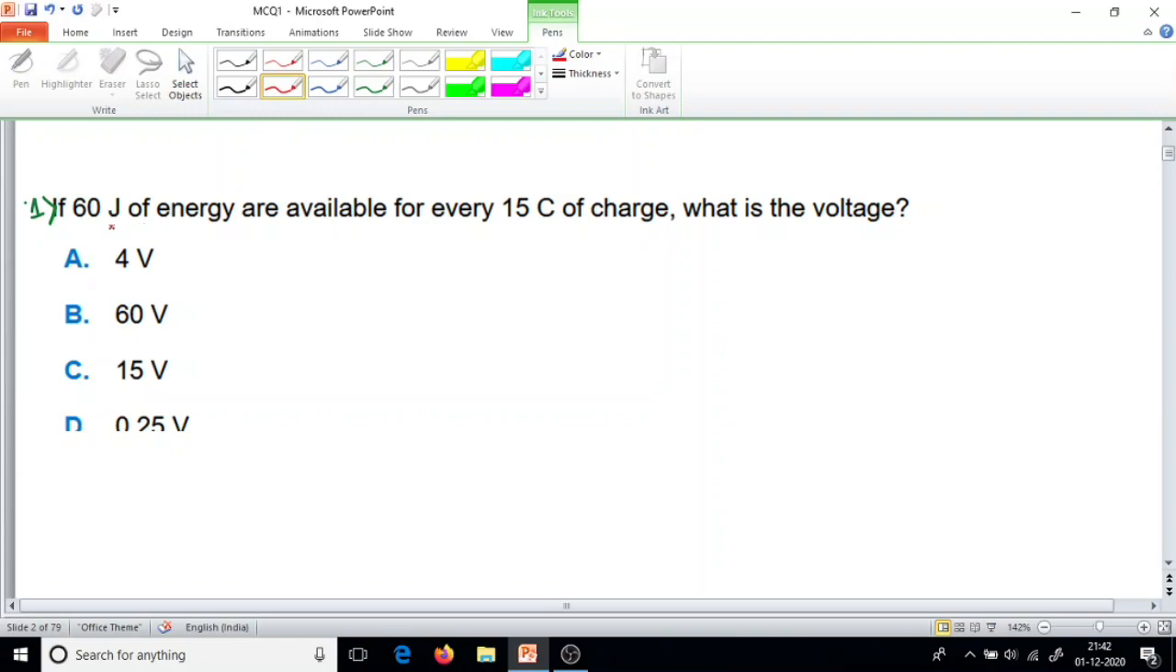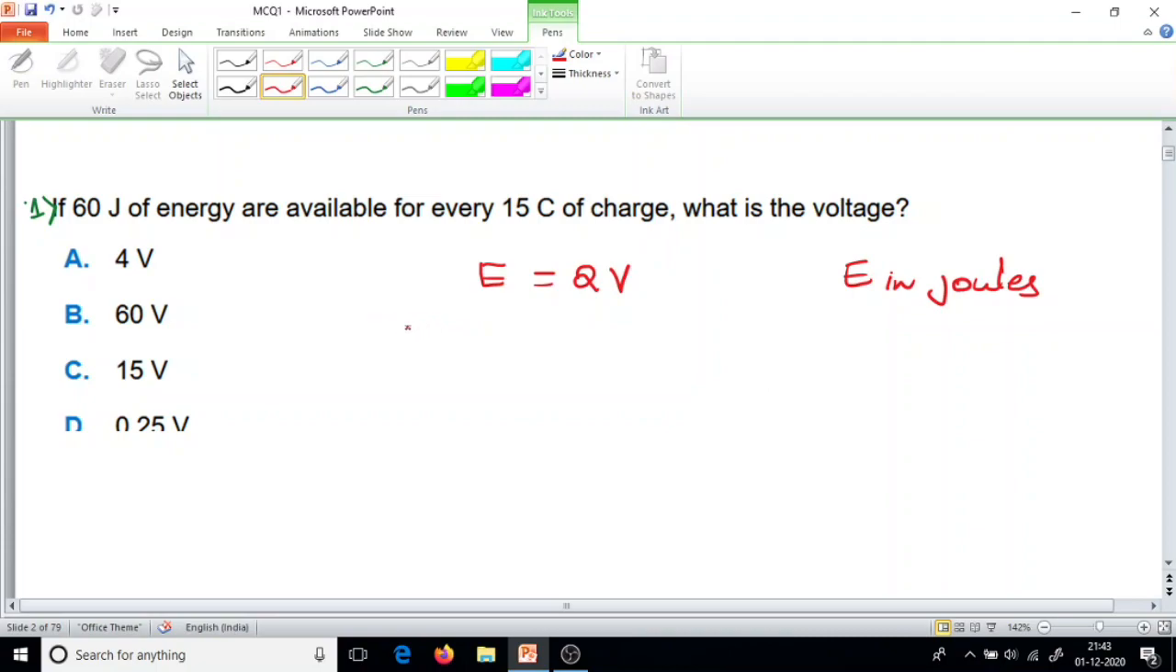First question. If 60 joule of energy are available for every 15 coulomb of charge, what is the voltage? There is a relation between energy and charge, that is E equal to Q into V, E in joules.